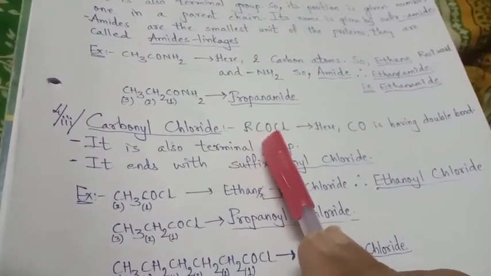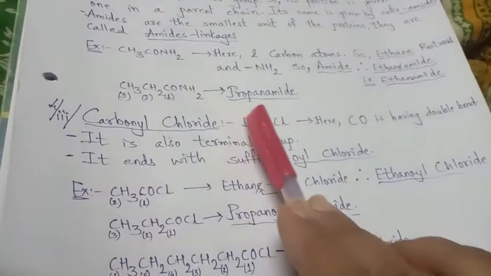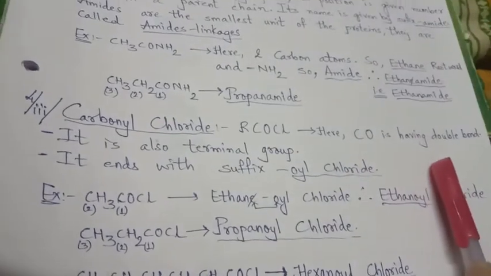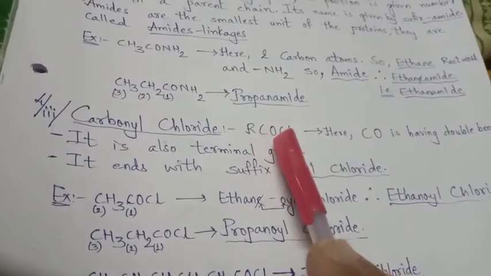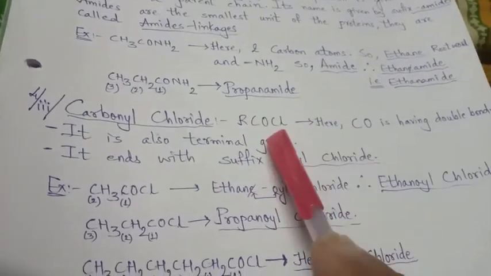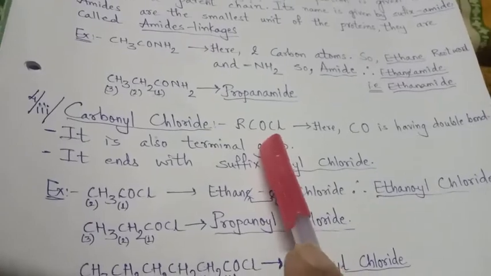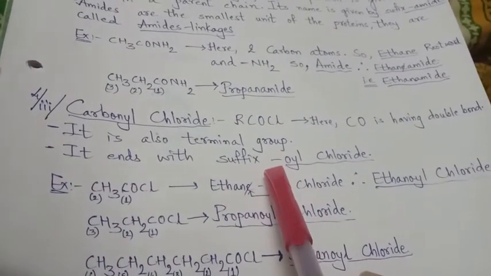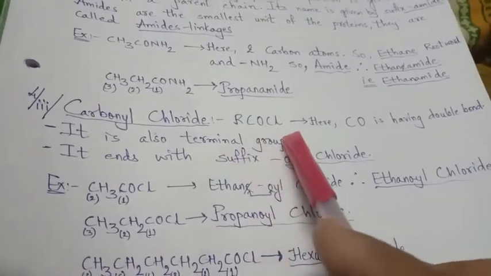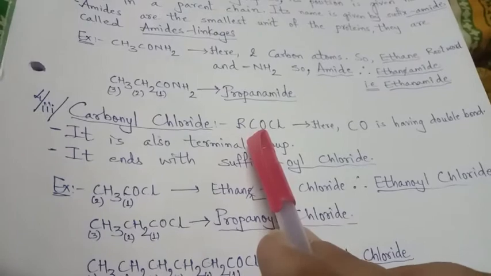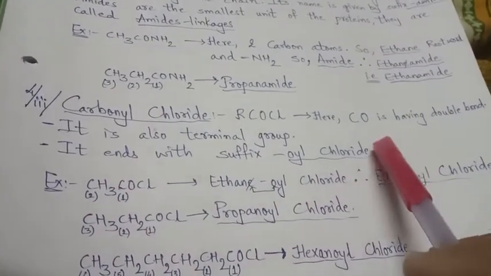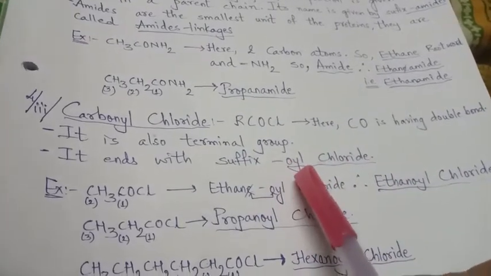RCOCl. CO is carbonyl, Cl is chloride, carbonyl chloride along with the alkyl chain. So here CO has a double bond. When it is written here in the middle, don't worry about it. It is RC double bond O Cl. We wrote it that way when we first discussed all the groups. It is also a terminal group, and here also the first carbon is considered from where the COCl is attached, and it ends in the suffix oyl, carbonyl, so oyl chloride.